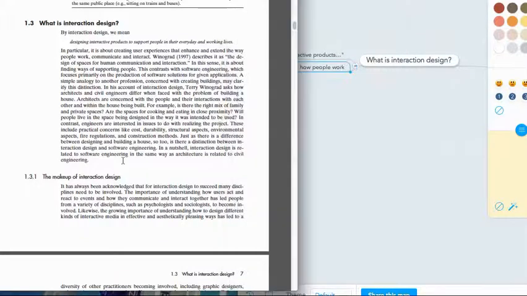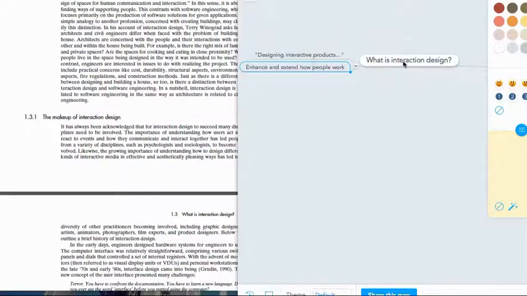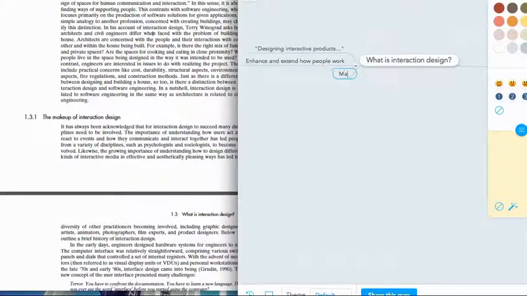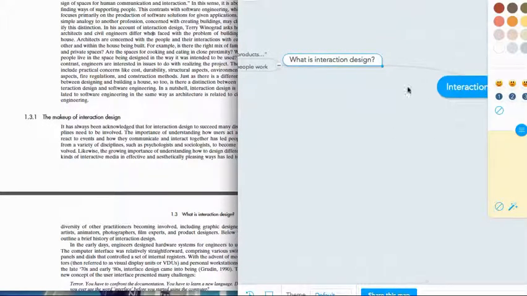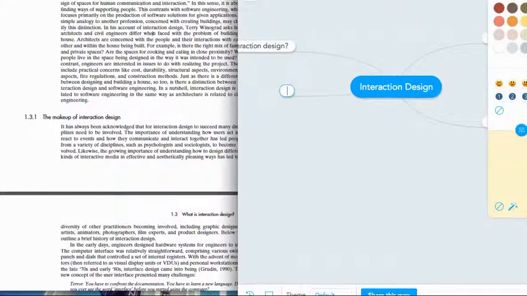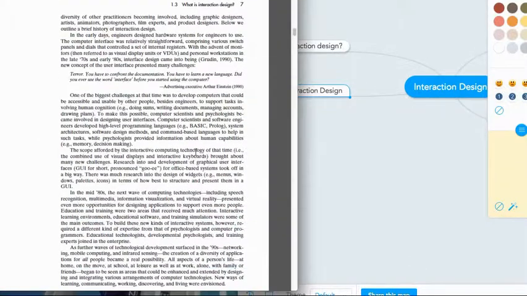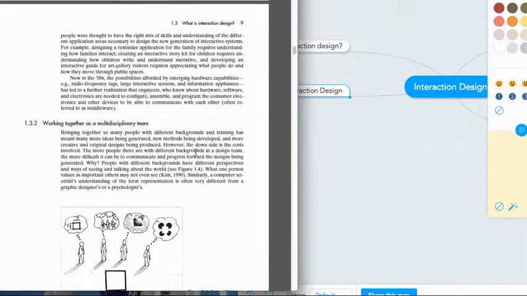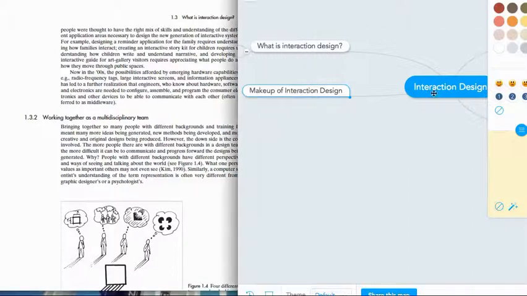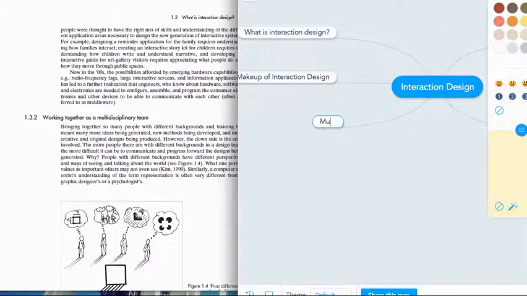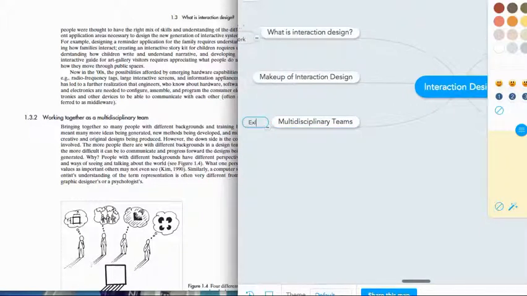And then I can use these headers, the makeup of interaction design. So what is interaction design? Actually, I'm going to have to do it from here, makeup. And then I can fill in what I learned in these paragraphs here. And then we have another heading, working together as a multidisciplinary team. So I can say multidisciplinary team. And then, of course, I can explain that.